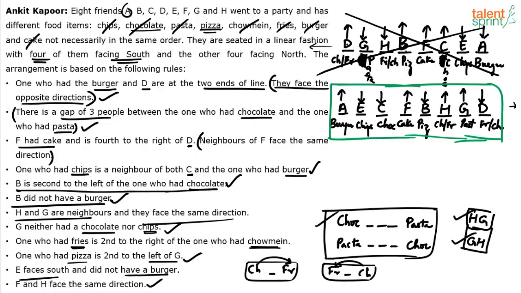Anyway, that's the final arrangement, right? Any clue that can help us eliminate the other? Nothing else is given with respect to fries or chowmein. No. So I think that's the final arrangement.